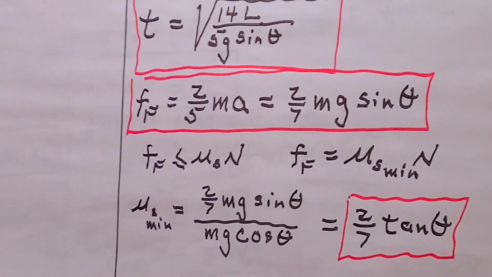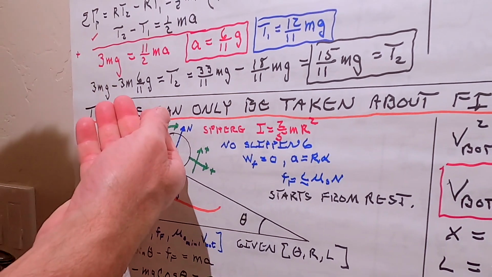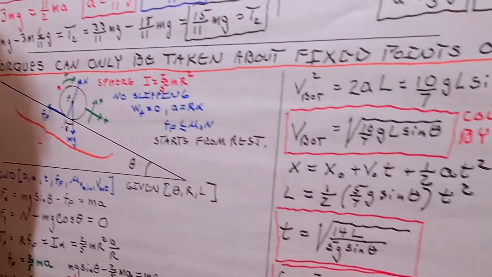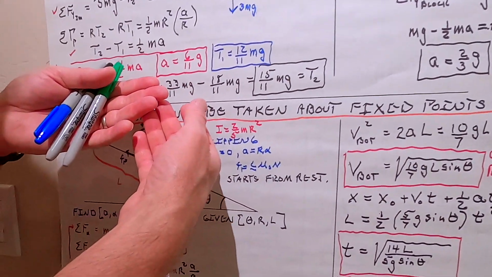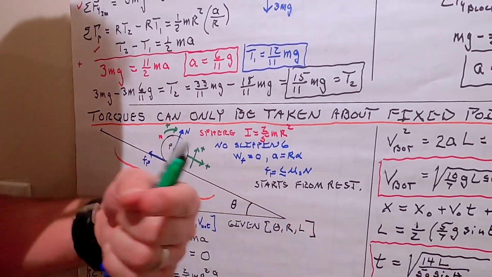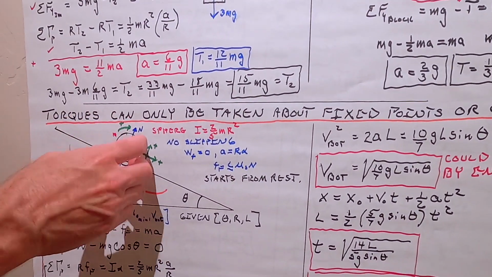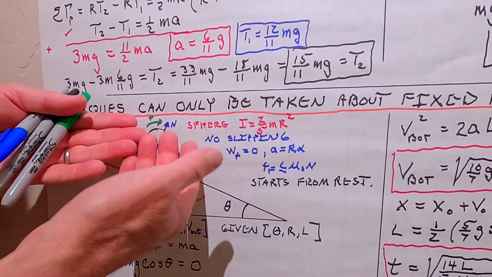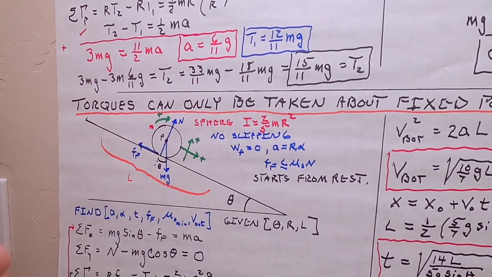You notice when we had a block on here, we could lift this all the way up to tangent theta before it started to slide. This one is 2/7. We can lift this a lot higher before it'll start to slide. It'll roll, but it won't slide. Remember, rolling kind of relieves the pressure. If I had put a different shape on here, like a hoop, it would start to slide at a lower angle because it doesn't give so easily. A sphere gives quite a bit.